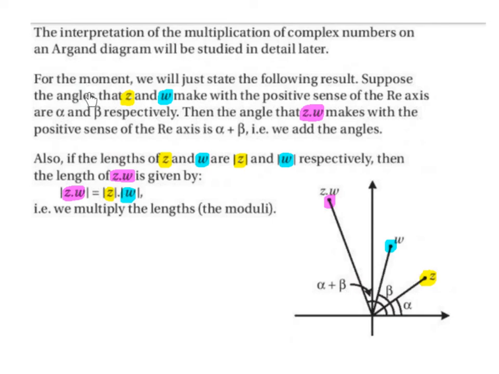So the angles that z and w make with the positive side of the real axis are alpha and beta. Then to get z times w, we add the two angles together to get alpha plus beta. And if we're interested in modulus, then the modulus of z is the distance from the origin to z, and the modulus of w is the distance from the origin to w. We multiply these lengths to get the modulus of z multiplied by w.